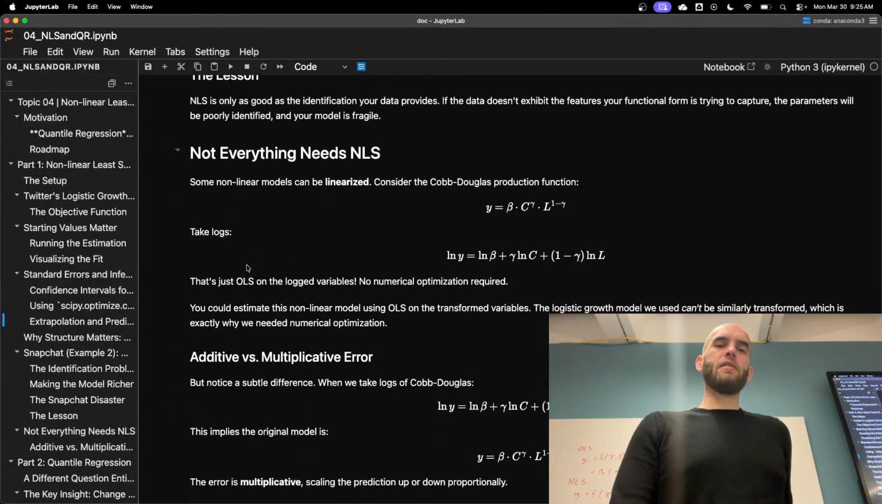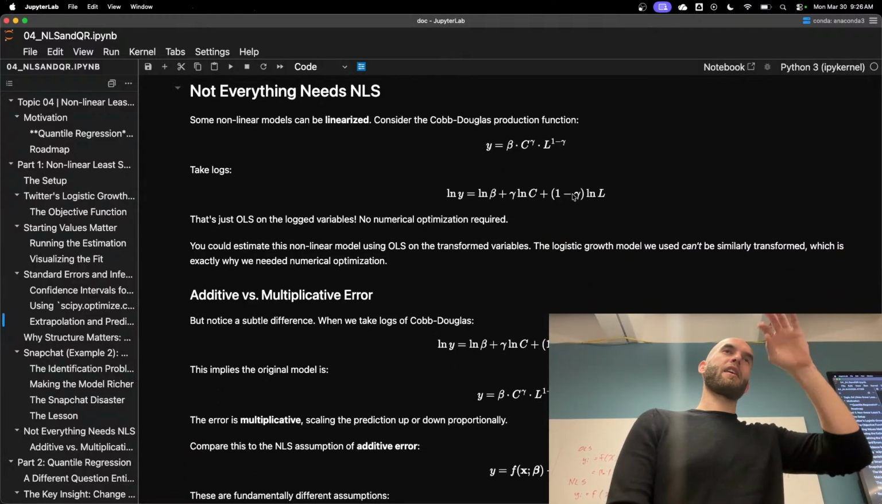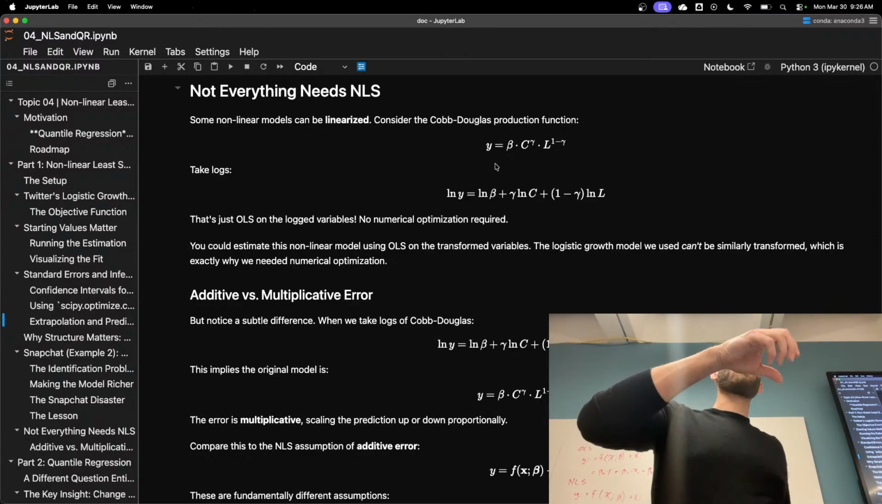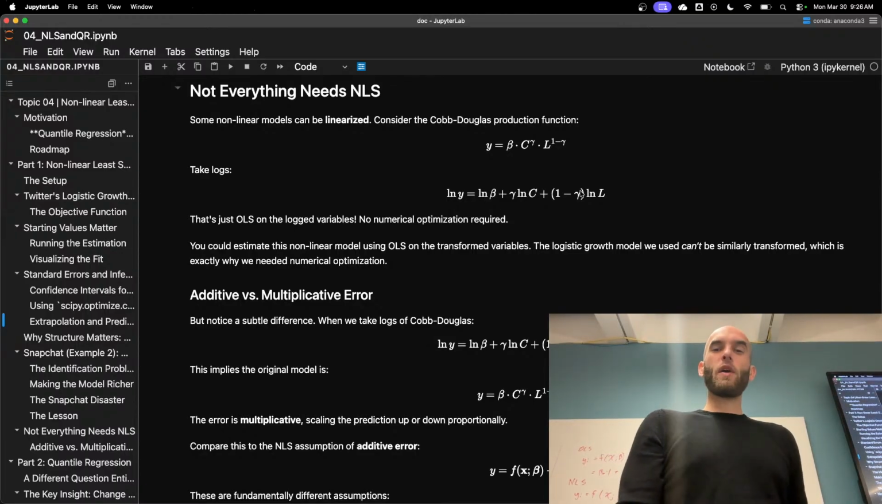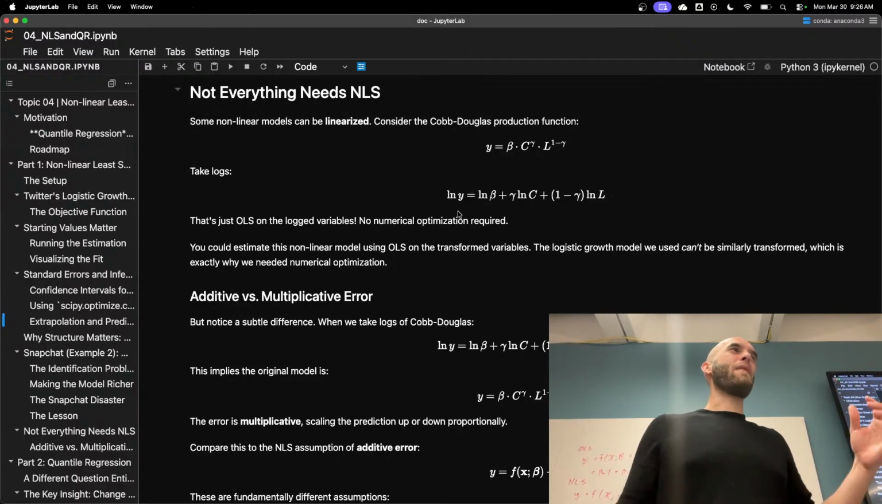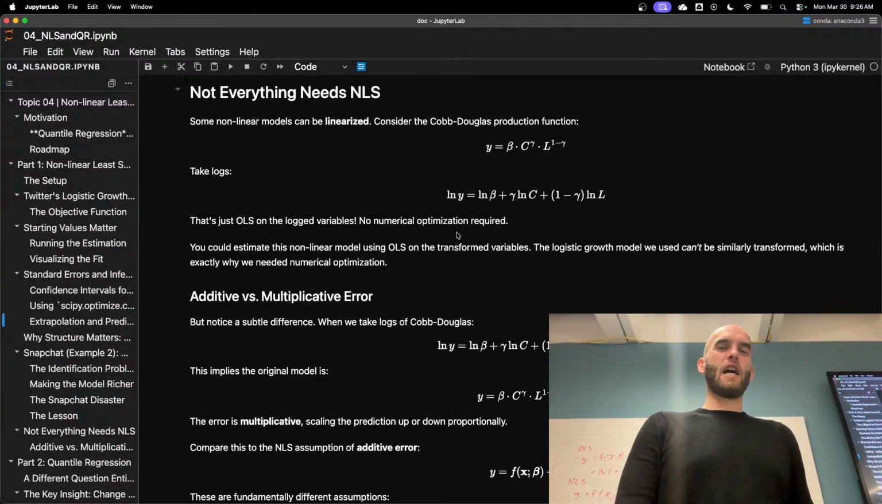And not everything needed nonlinear least squares. You're familiar with the Cobb-Douglas. It's a production function. You can use it as a utility function. It looks like this. This is nonlinear, but some functional forms like this can actually be linearized. So one thing we often do with the Cobb-Douglas is take the log. Some of you solved production functions and utility functions, those maximization problems, in your intermediate class. You solve them using the log, which can be nice.